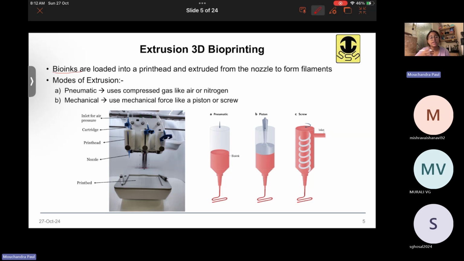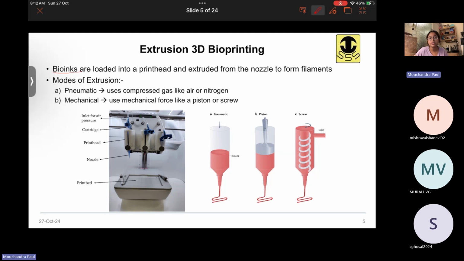And what is the process of extrusion? Extrusion means you are pushing some material like this bioink out through a tiny diameter nozzle or needle, because of which you get filament-like deposition on the platform, on the substrate. All right, that is the act of extrusion.